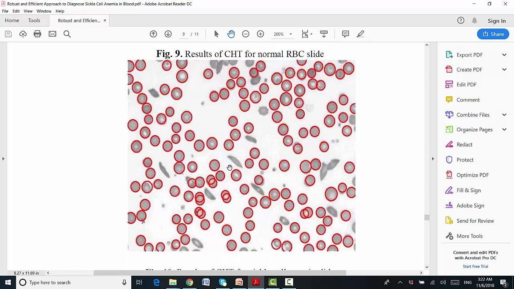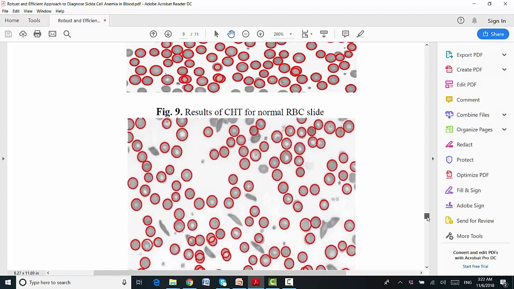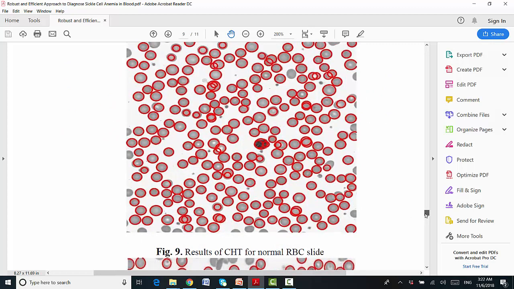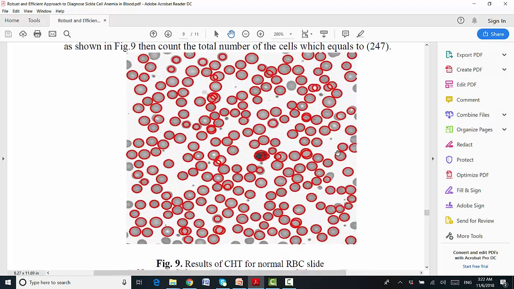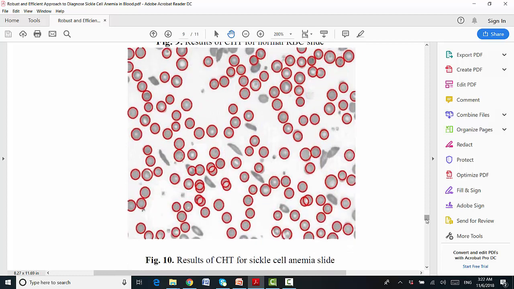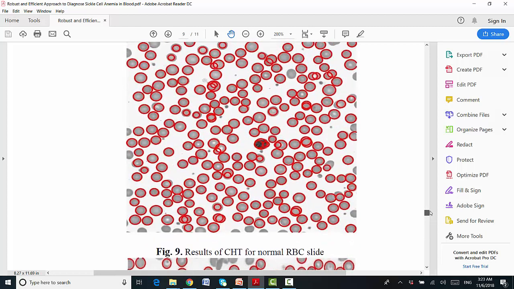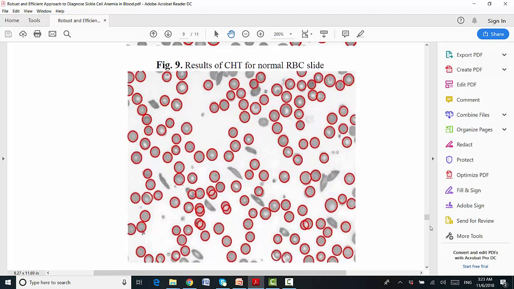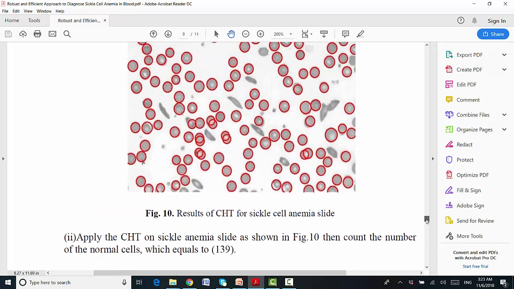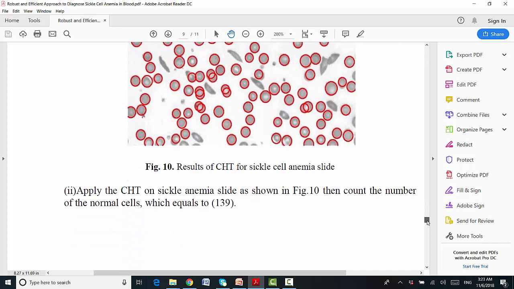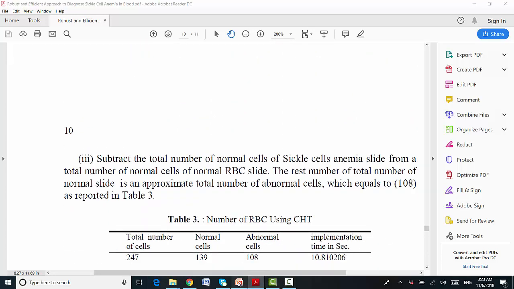So how do they count the number of abnormal? For most scientists in this area, they bring normal red blood cells, they detect them with the circular Hough transform, they calculate the normal, then they bring the same red blood cells smear in the same environment and dimensions, and then they calculate also the number, then they subtract the total number of normal, using 2 smears, from the total number of normal in the infected smear, and they get the approximate number of abnormal cells, which are the sickle cell anemia.